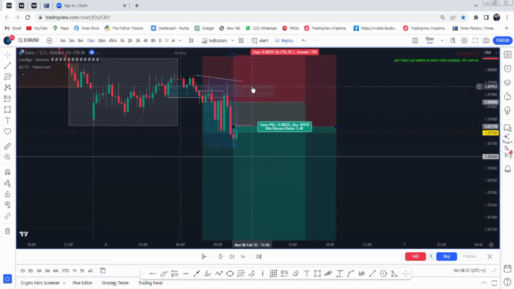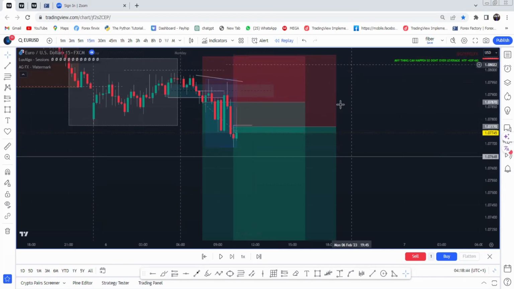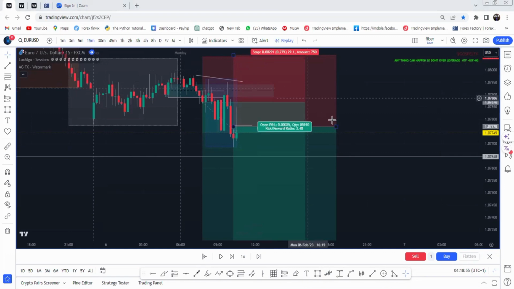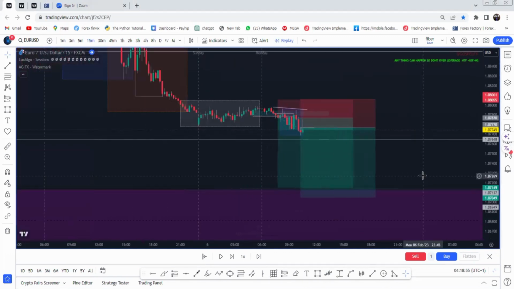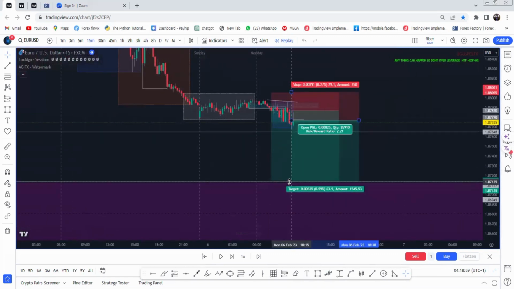Remember what happened yesterday, or what we learned yesterday. So always try to have your stop loss in a safe area. Okay. So let's see what happens with the trade. Our stop loss to daily fair value gap.